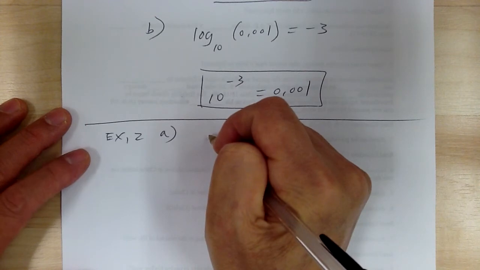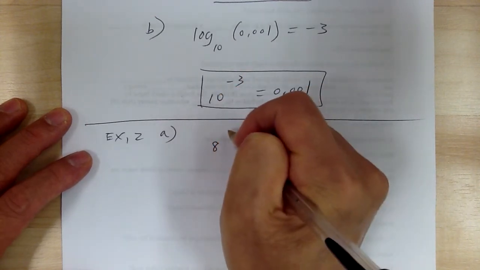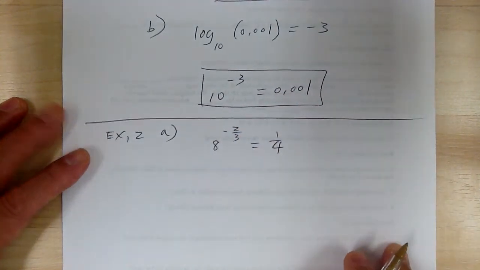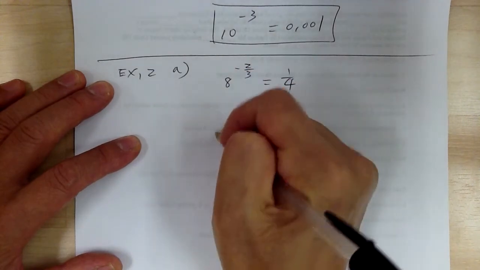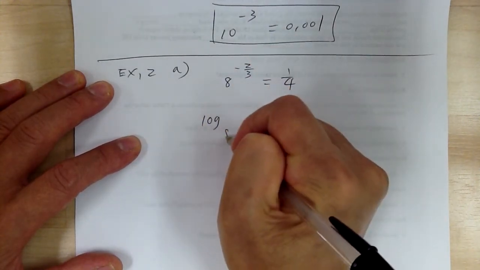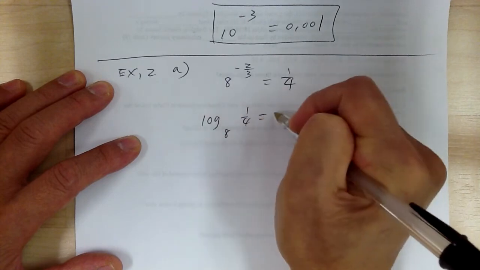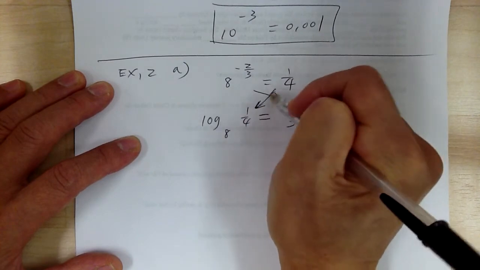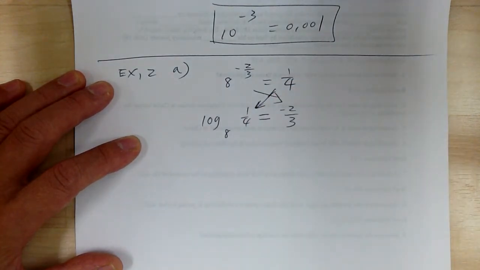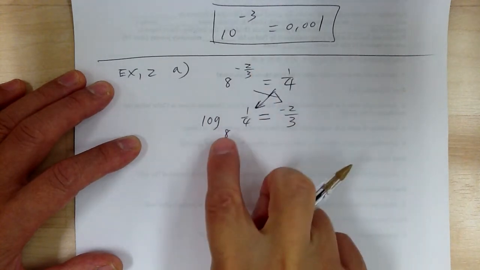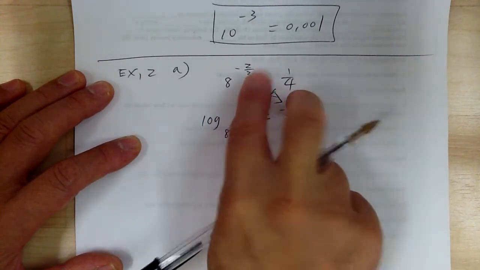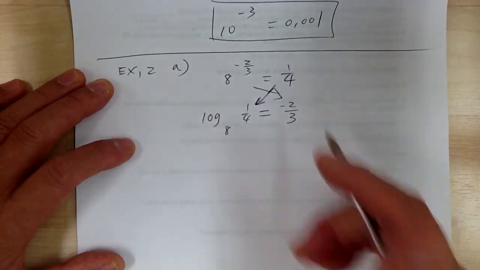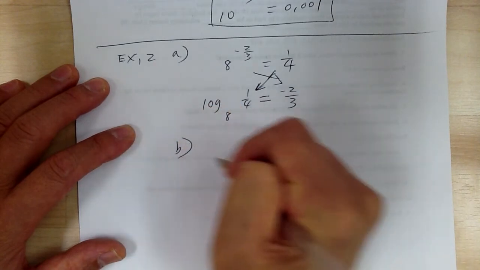Example 2, you have 8 to the -2 over 3 power equal to 1 over 4, and you're going to convert to log form. Again, the base will never move, and you just switch the two numbers. Because it's an inverse function, you switch x and the y. The exponent form and the log form are inverses of each other, so you just switch the two numbers. The base always stays in the same place. And that's it. Now let's go to B.